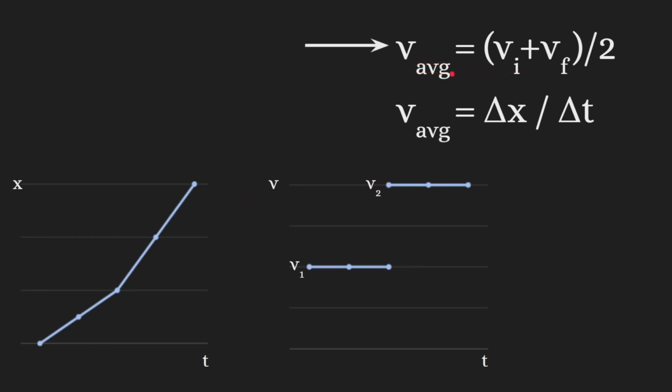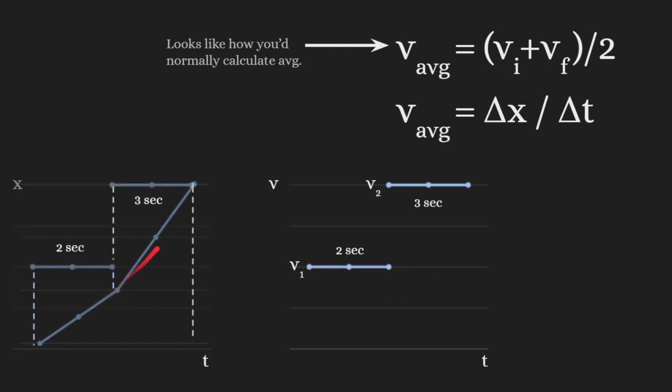This here kind of resembles how you would normally calculate an average. You would take the two ends and then divide by 2, like adding up the data points and then dividing by the number of data points that you have. However, this only works for when velocity is constant the whole time or velocity is increasing at a constant rate. Let me explain. These two velocities aren't made equal. v2 goes on for longer than v1, meaning that the object goes at a faster speed for longer.